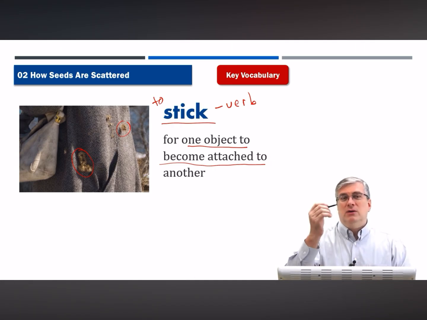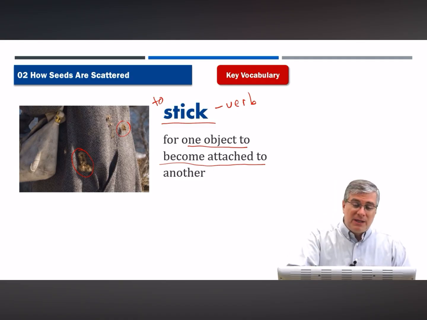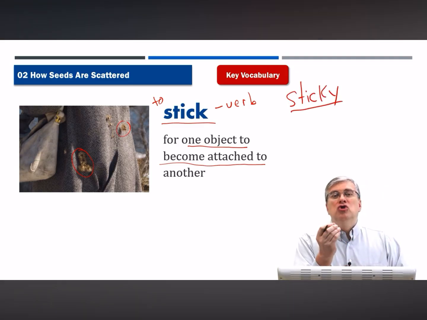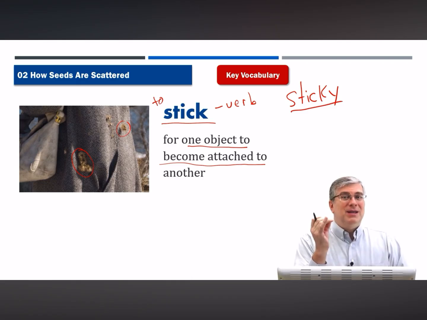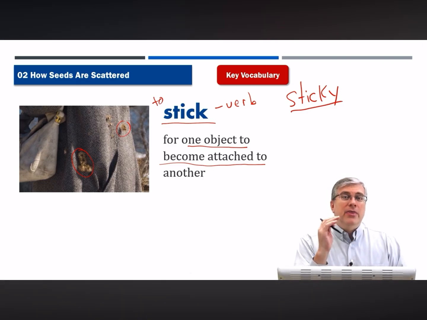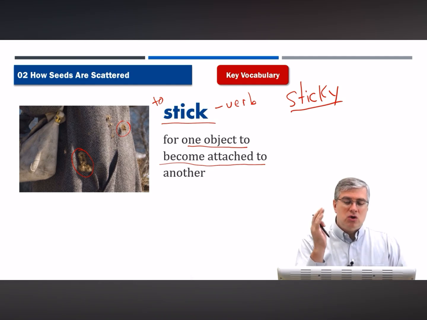So stick can be used as a noun. It can be used as a verb. It can also be used as an adjective, sticky. It is sticky. Glue is sticky. Tape is sticky. Parts of plants are sticky. They will stick to you.